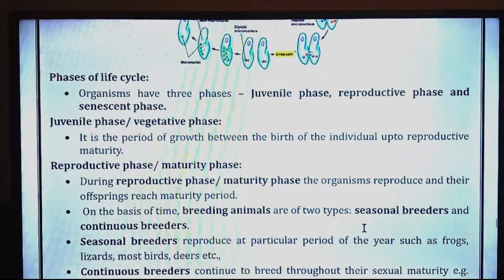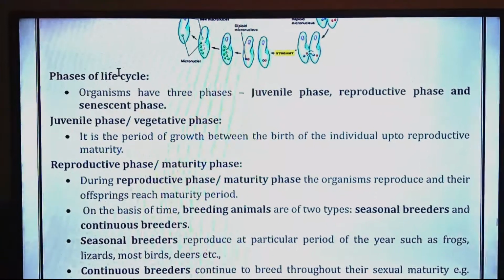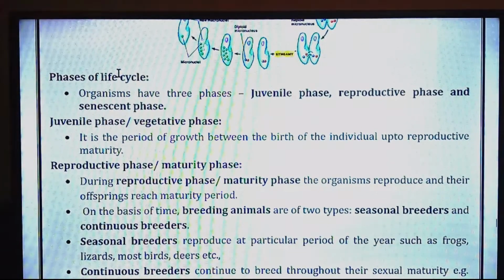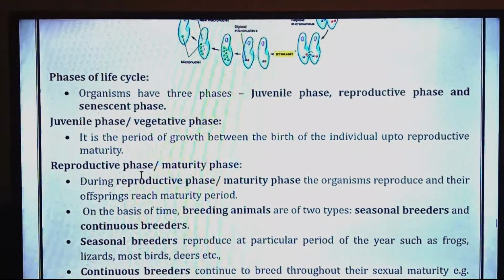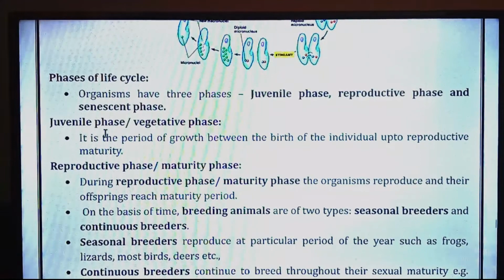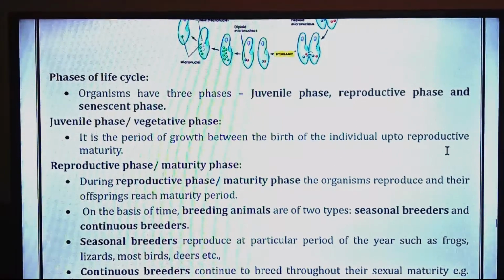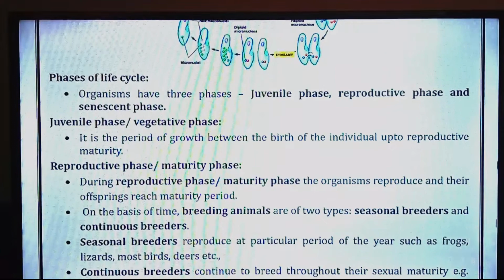Next, we have the phases of the life cycle. Organisms in their life have three phases. They are the juvenile phase, reproductive phase and senescence phase. The juvenile phase is as soon as they are born. It is the period between the birth of the individual up to the reproductive maturity. So the period of growth between birth and reproductive maturity is called the juvenile phase.